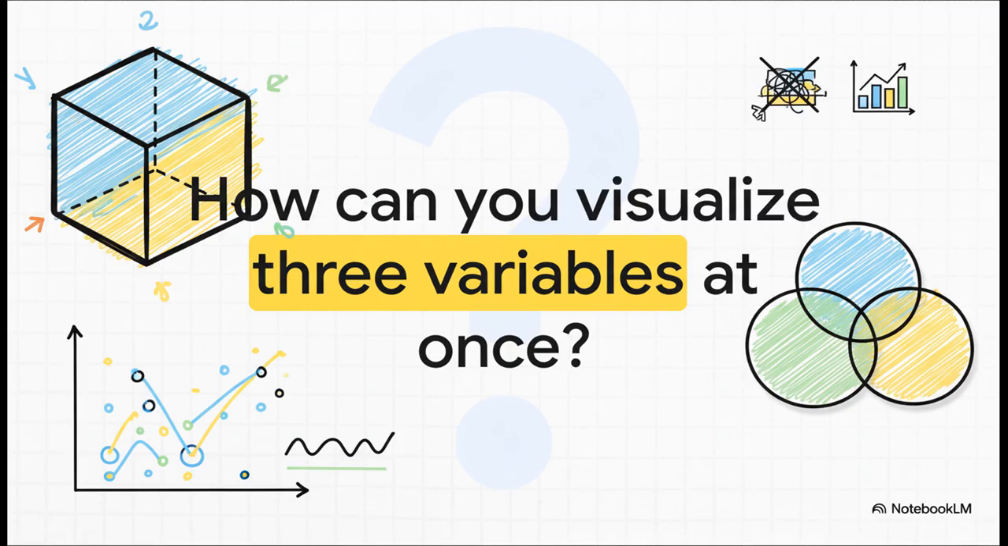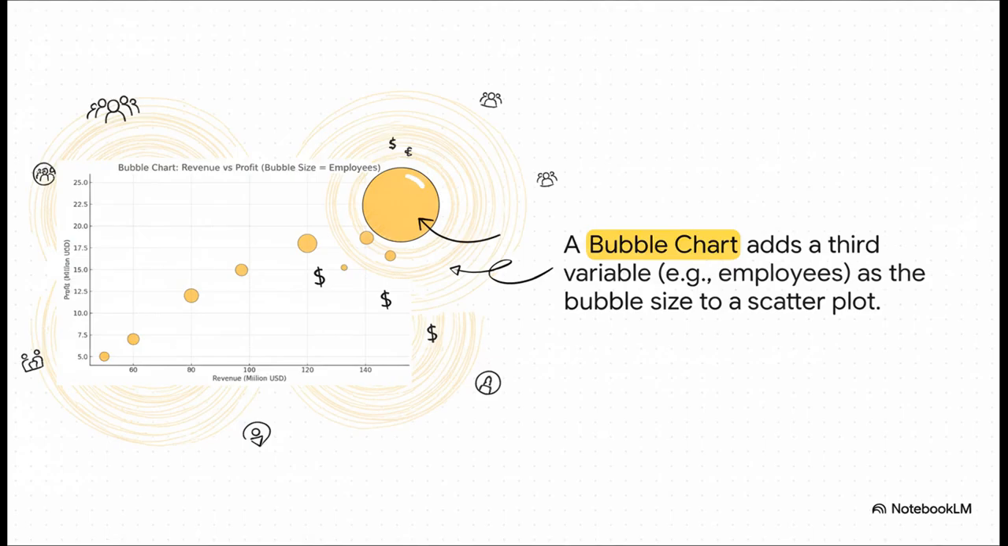All right, time to level up. Looking at 2 things is great, but what if you suspect a third factor is involved? How do you possibly show 3 variables on a flat chart without making a complete mess? You use a bubble chart, and this is so clever. Look, it's basically just a scatter plot. In this case, revenue versus profit.